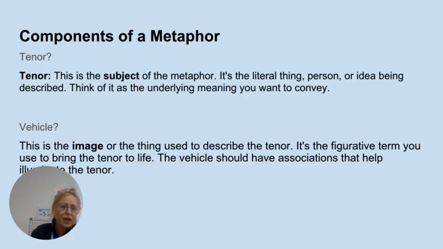The vehicle, now this is the image or the thing used to describe the tenor. It's the figurative term you use to bring the tenor to life. The vehicle should have some associations that help illuminate the tenor. Now the tenor usually, but not always, comes at the start of a sentence with the vehicle that follows.